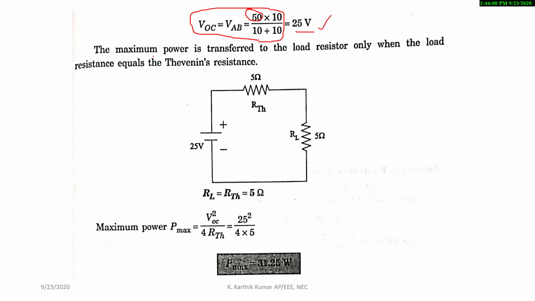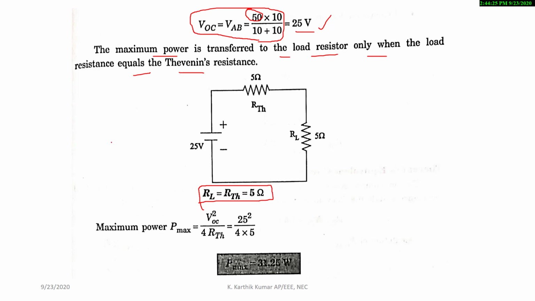Therefore, the maximum power is transferred to the load resistor only when the load resistor equals the Thevenin's resistance. Okay, that is, RL is equal to RTH, which is 5 ohm. This is concluded by the maximum power transfer theorem. We have already derived this, so from that we can directly write RTH is equal to RL.